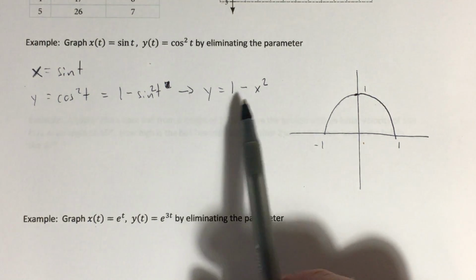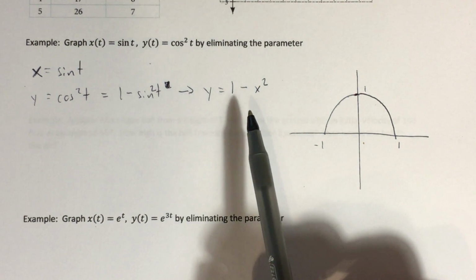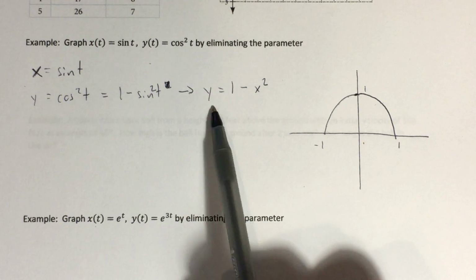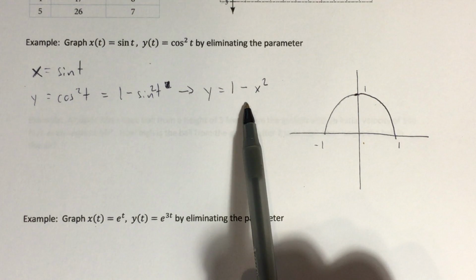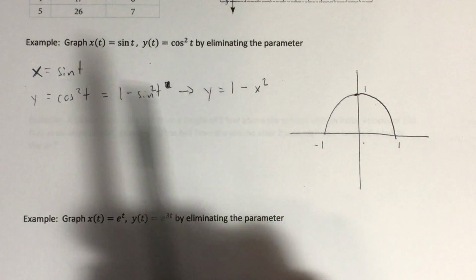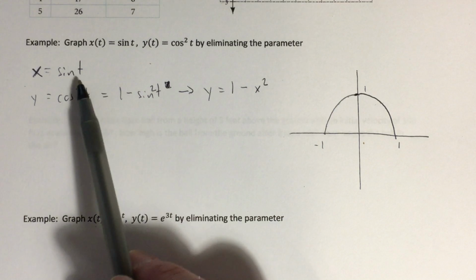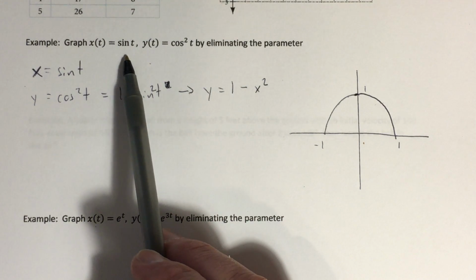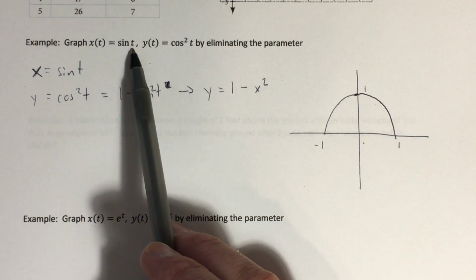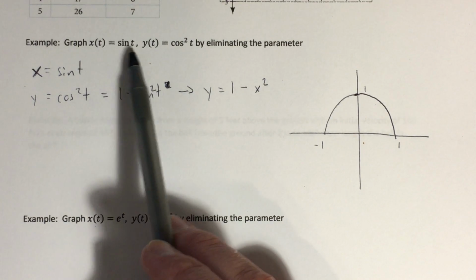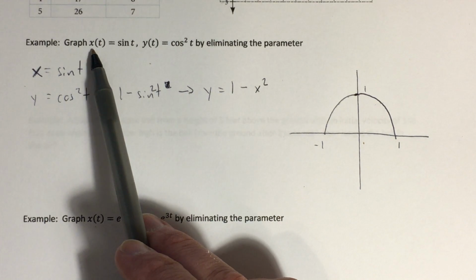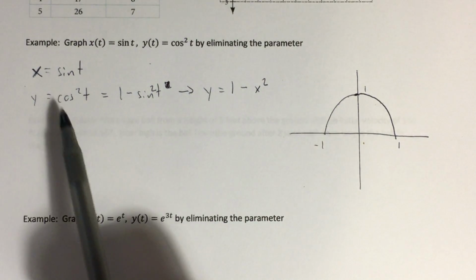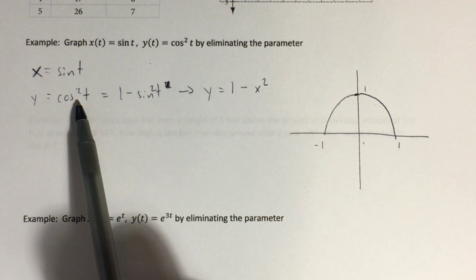Even though by eliminating the parameter, I ended up with the equation of a parabola, there's a restriction on this thing that I wouldn't really have caught if I wasn't paying close attention to my parametric equations. You see, the sine function has a range of -1 to 1. And so if x is equal to sine of t, then x can only take on values between -1 and +1. Similarly, y is equal to cosine squared.